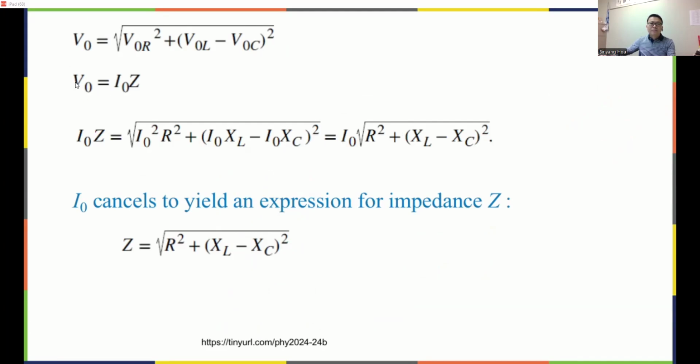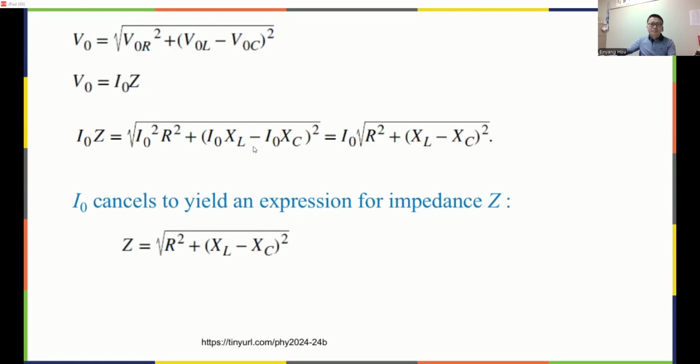here, the maximum total voltage is equal to the maximum total current times Z. And the maximum voltage on the resistor is I0 times R, the maximum I times R. Then you square it, so you get I0 squared R squared. On this one, it will be I0 times XL, its reactance. And this one will be I0 times XC.